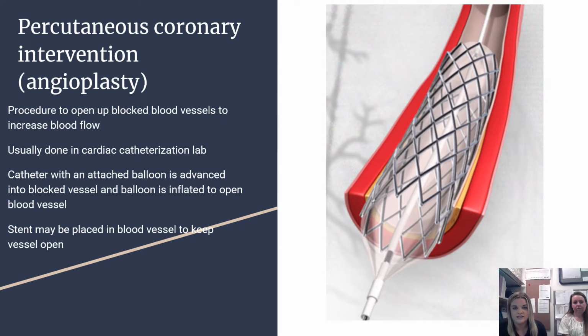There are drug-eluting stents, which will constantly let go of an anticoagulant to help keep the stents open. And those are most commonly used.